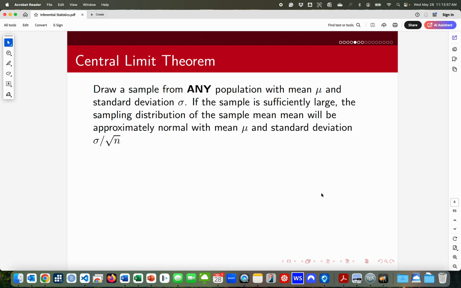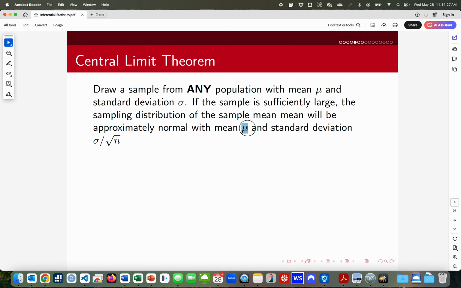parameter. So the central limit theorem says we can take a sample from any population with mean mu and standard deviation sigma. It doesn't matter what the underlying distribution looks like. In that example we just looked at, the underlying distribution was exponential. If the sample size is sufficiently large, the sampling distribution of the sample mean will be approximately normal with mean mu and standard deviation sigma over square root of n.